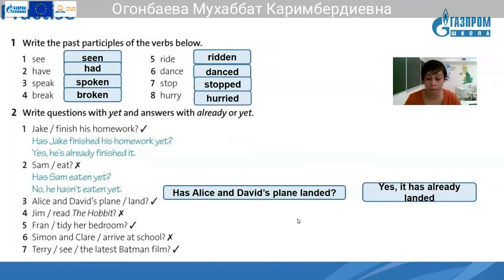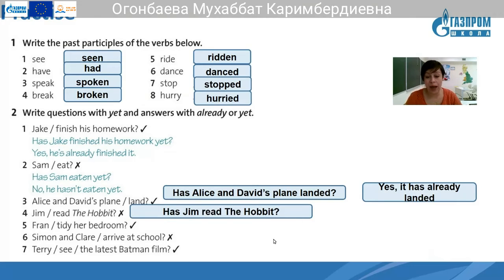Question. Jim, third person singular, that's why we start with has. Read is an irregular verb, that's why we have the form read. Right? Has Jim read The Hobbit? And the answer? No, he has not read it yet. Please use yet in the answer.